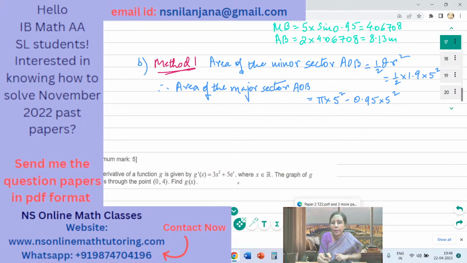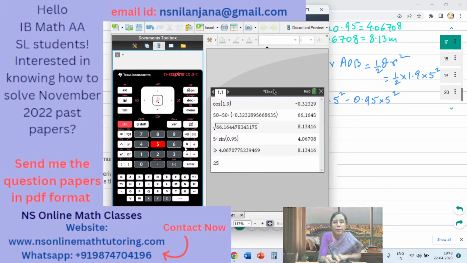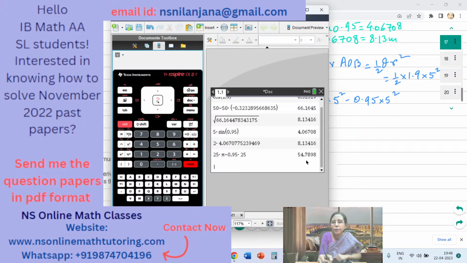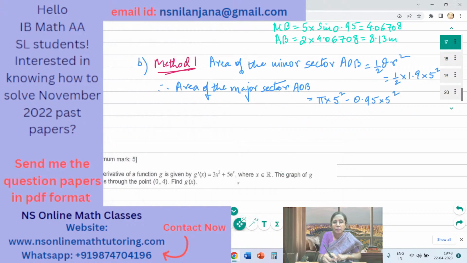So it will be 25 times pi minus 0.95 times 25. Enter. 54.8. Equal to 54.8 meters square. Okay. This is the first method. Let us try with the second method. Let us see if we get the same answer. So this will be method number 2.